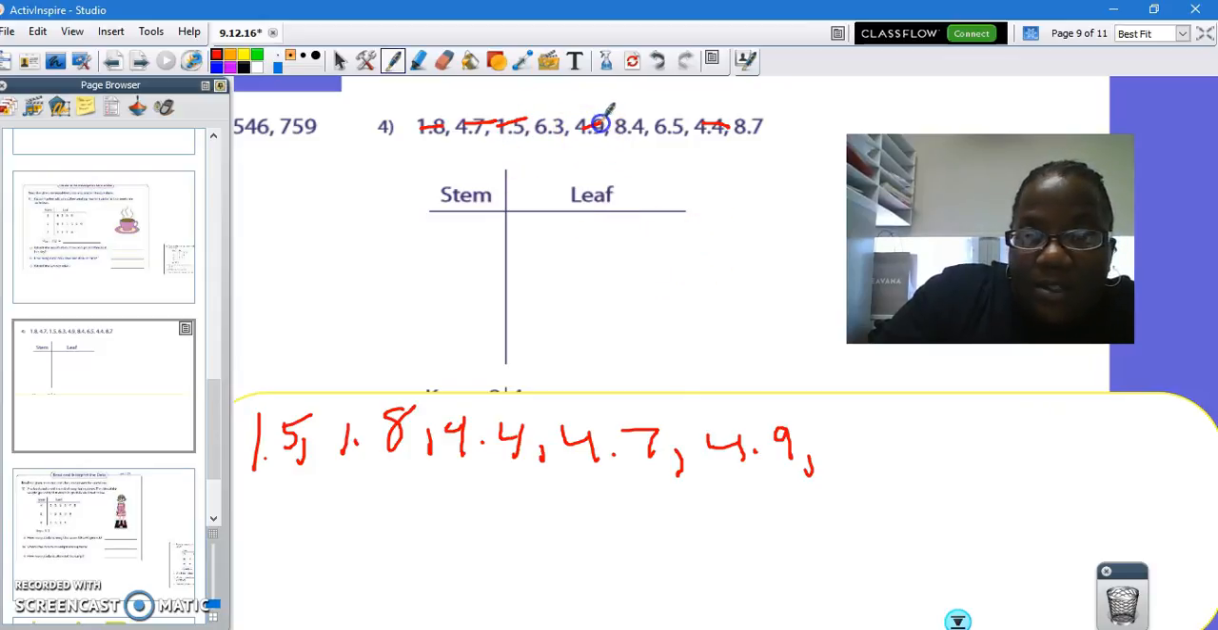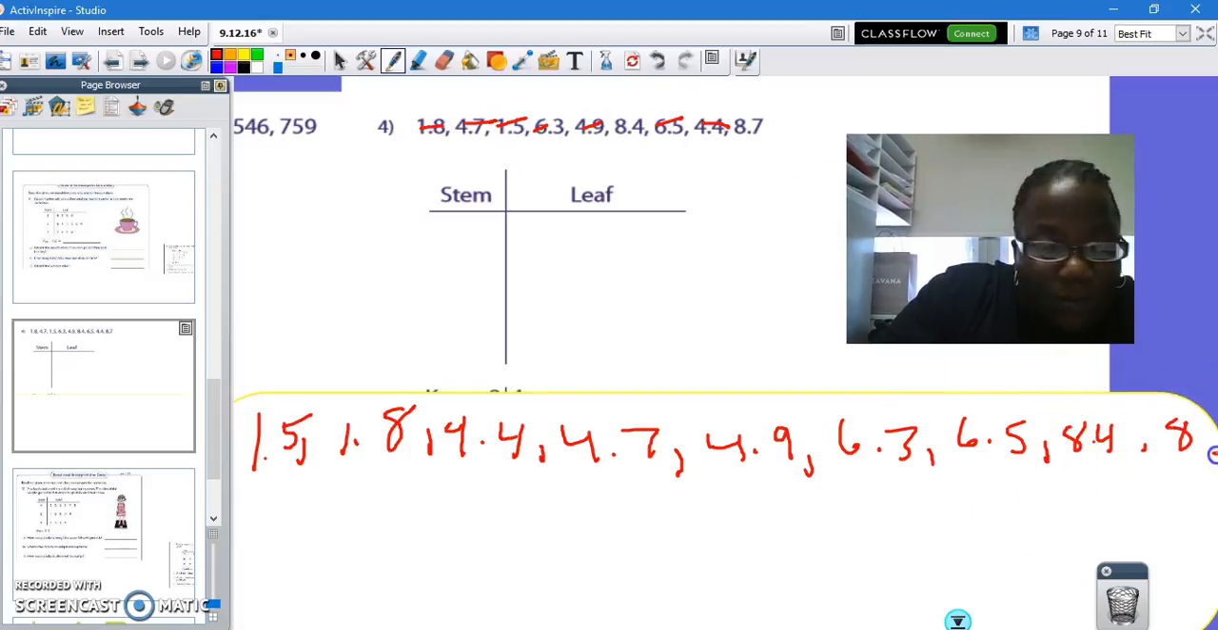And that takes care of all the fours. Now it looks like I'm in the sixes. So I have 6.3. And then 6.5. And then a couple of 8s, 8.4, 8.4. I'm not sure you can see that part of the screen. Let me pull that one in a little bit closer. Sorry. And then 8.7.